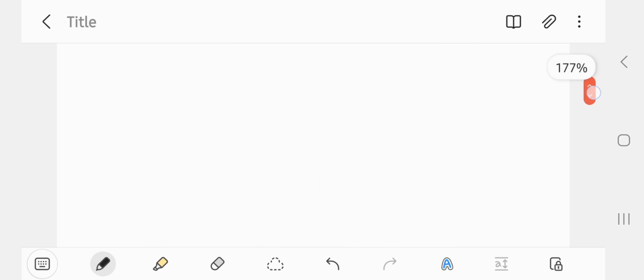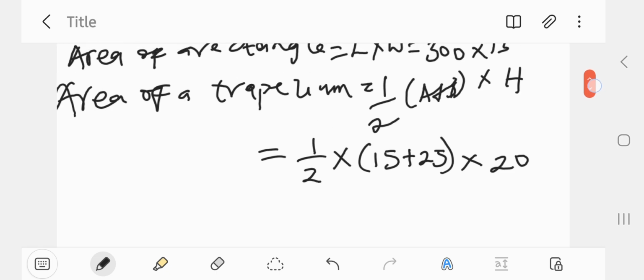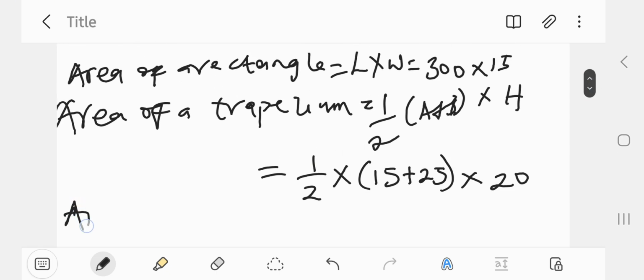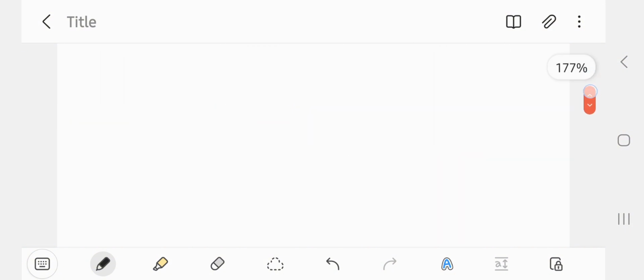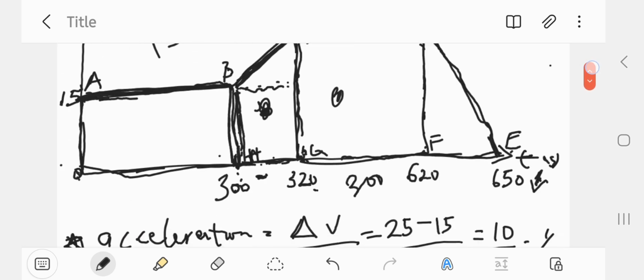So going forward here, we're going to have the area of another rectangle, which is going to give us the length times width, which is equal to what? 300 times what? 25.